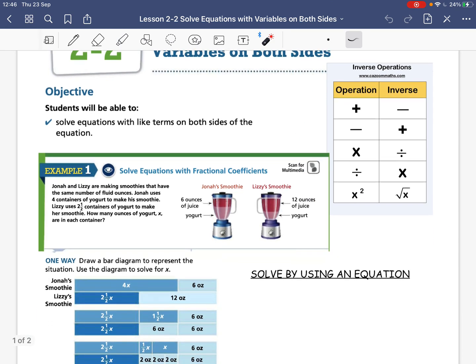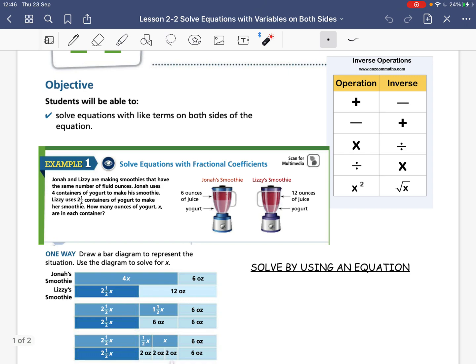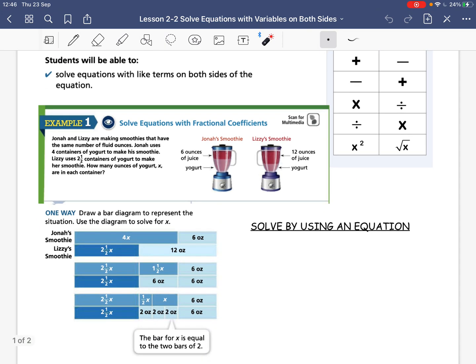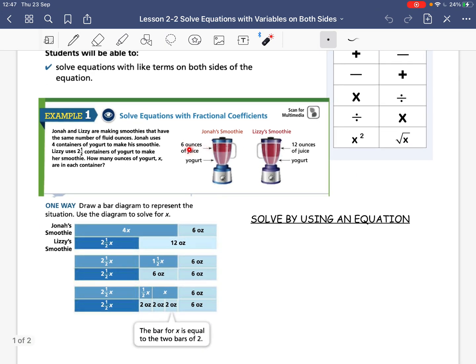All right, this first example here, we have Jonah and Lizzie are making smoothies that have the same number of fluid ounces. So they're equal to each other. Jonah uses 4 containers of yogurt to make his smoothie. Lizzie uses 2.5 containers of yogurt to make her smoothie. How many ounces of yogurt X are in each container? So we can look at it here that there's 6 ounces of juice. We don't know how much yogurt is in here. Lizzie has more juice, less yogurt.